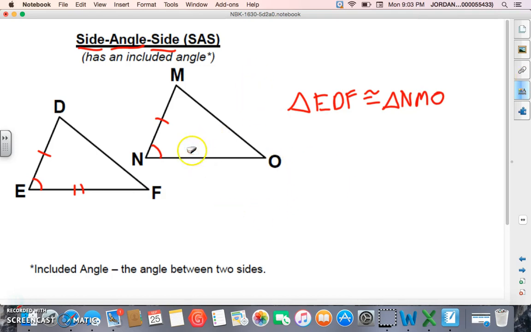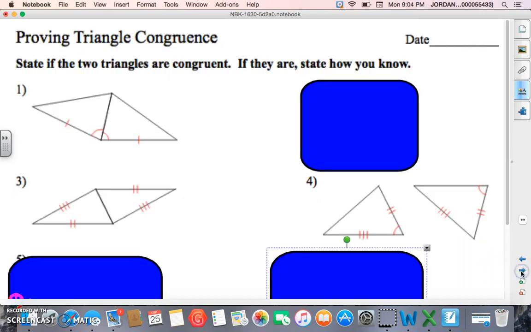Now this would not work if we did this. Okay, if this was our other line, we don't know it in this. We can't say side, angle, skip this side and use this side. Okay, that doesn't work to say side, angle, side. We couldn't do that. It's got to be the angle right in between the two sides that are congruent. All right, so it has to be a side, the next angle right beside it, and then the side right beside that angle. They have to be congruent. All right. So let's look at a couple examples.